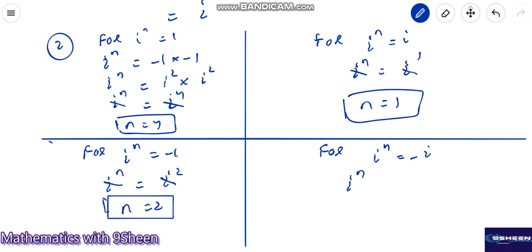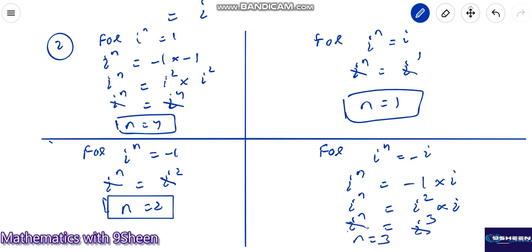It is iota power n and it is minus 1 multiplied by iota. minus 1 कब होता है आपका? जब iota square हो, and it is iota. Iota power n, 2 plus 1, iota 3. Iota cancel out, that's why n is equal to 3. Complete question number 2. Now we start question number 4.